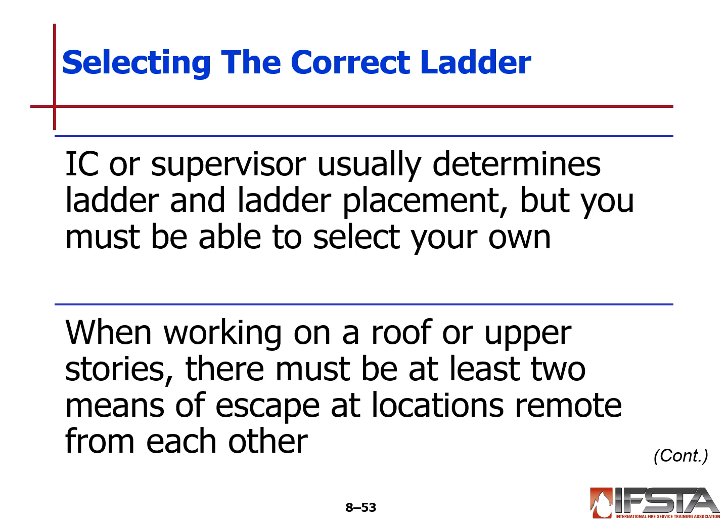When working on a roof or upper stories, there must be at least 2 means of escape at the locations remote from each other. So if we raise to the roof on side A, then one of the other sides that's applicable, we need to raise a second ladder for a secondary means of egress.